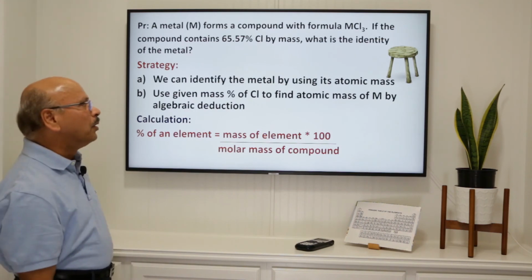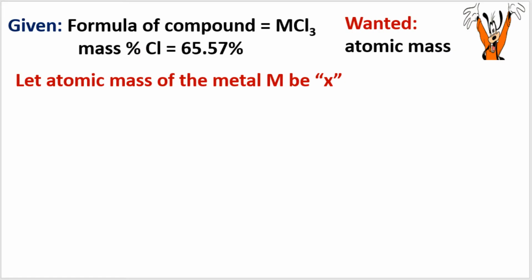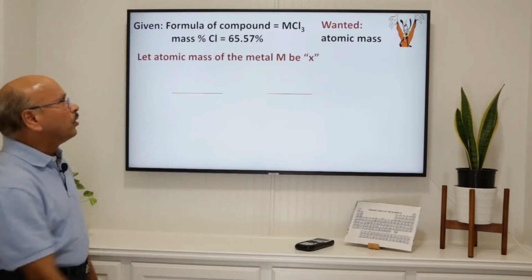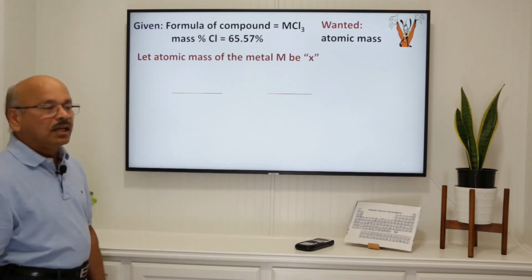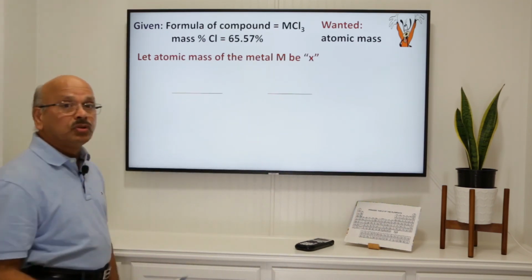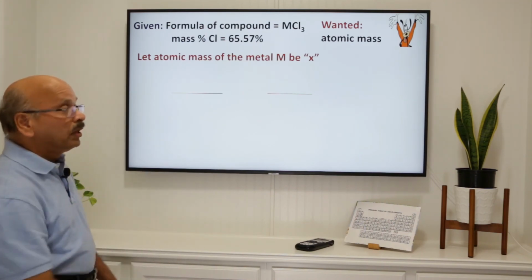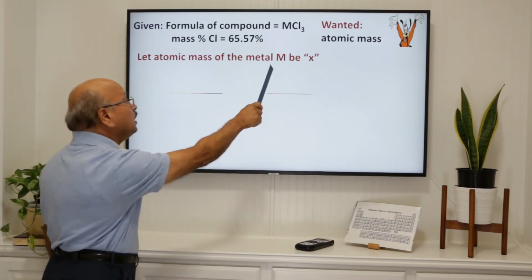So let's think about the problem now. What is the data given? You're given the formula of the compound: the unknown metal, 1 atom, and chlorine, 3 atoms. That's the molecular formula. And the percentage of chlorine is given as 65.57%. And what is the question? You have to find the atomic mass of the element, and from the atomic mass you can figure out which element it is by using the periodic table. So let the atomic mass of the metal be X.